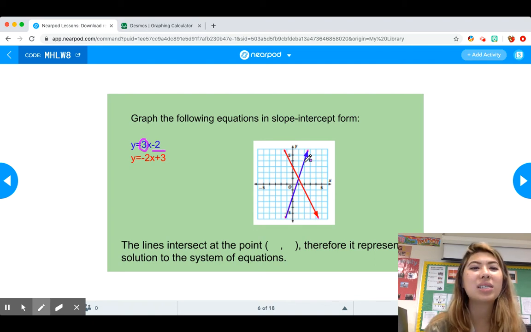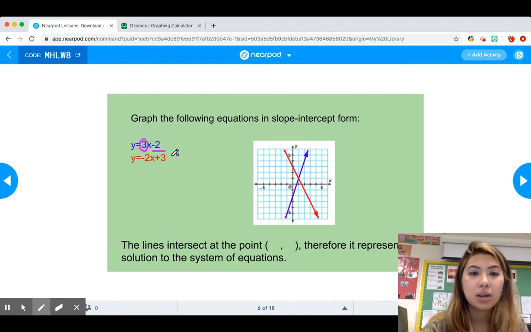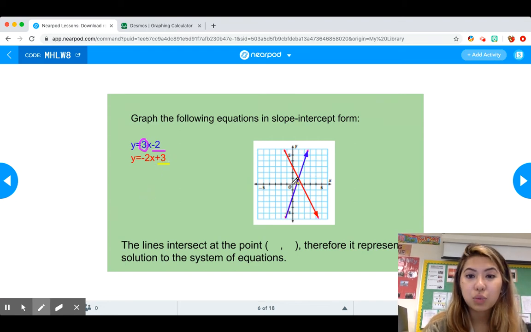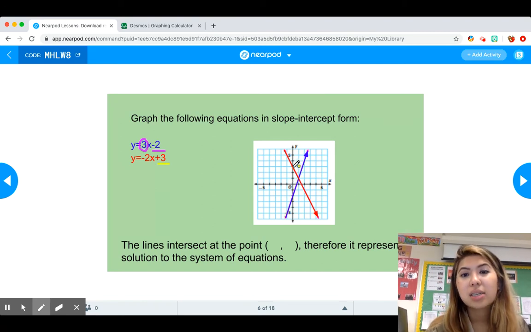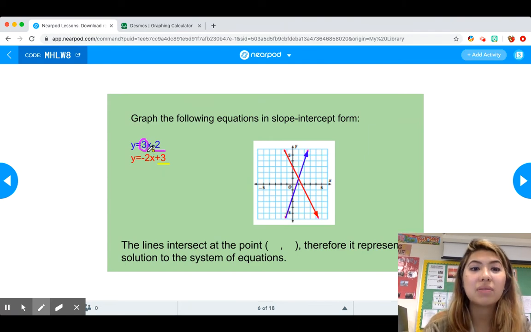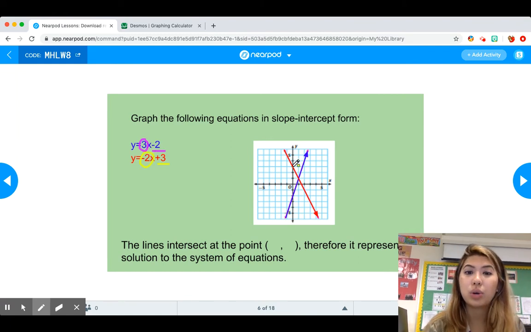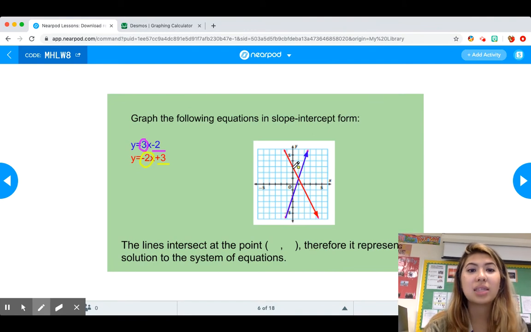Then when we have y is equal to negative 2x plus 3, our y-intercept is positive 3. So just to confirm that we have the line graphed correctly, this is 3, and so that's our y-intercept. And since our slope is negative 2x, instead of going up 2 units, we're actually going to go down 2 units. So we're going to go down 2 units and to the right 1 unit. So starting at the y-intercept of positive 3, we're going down 2 units, 1, 2, and to the right 1 unit.